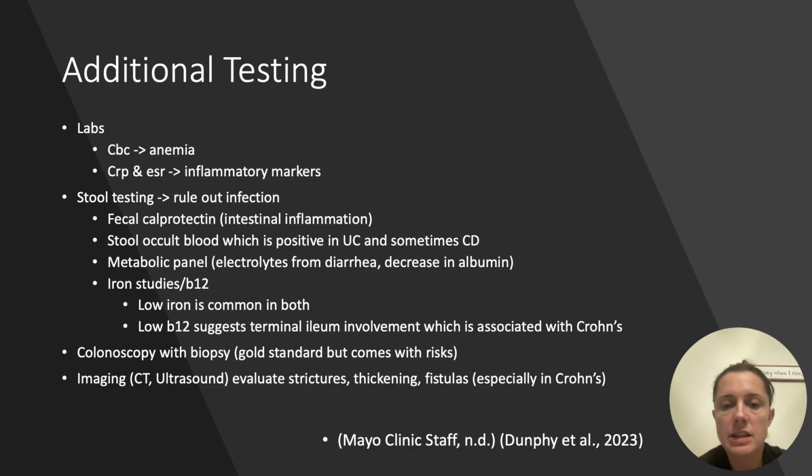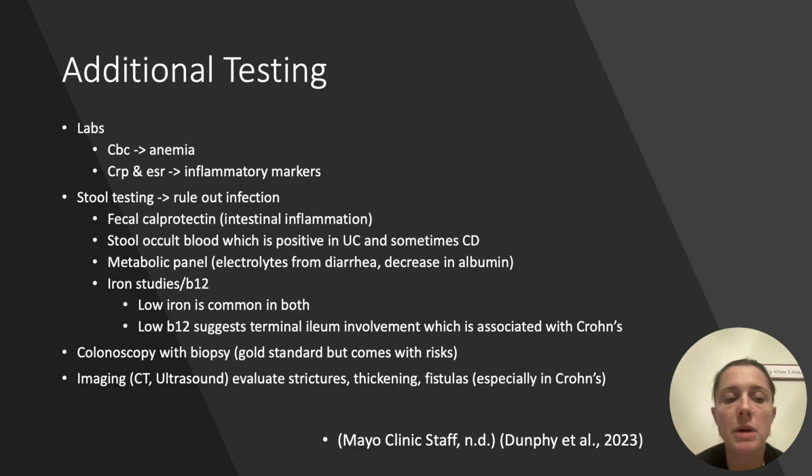Some additional testing, and this is definitely what's going to be done in primary care. You're going to want to do a CBC. This is going to show signs of anemia, especially for ulcerative colitis. And then also the white counts, the neutrophils, all of that, since this is an immune response type of disease. You're also going to do a CRP and an ESR, which will show the inflammatory markers. You will do stool testing to rule out any bacterial infection, and this will also show fecal calprotectin, which will show intestinal inflammation. You'll do an occult blood, which will be positive in UC and then sometimes in Crohn's.